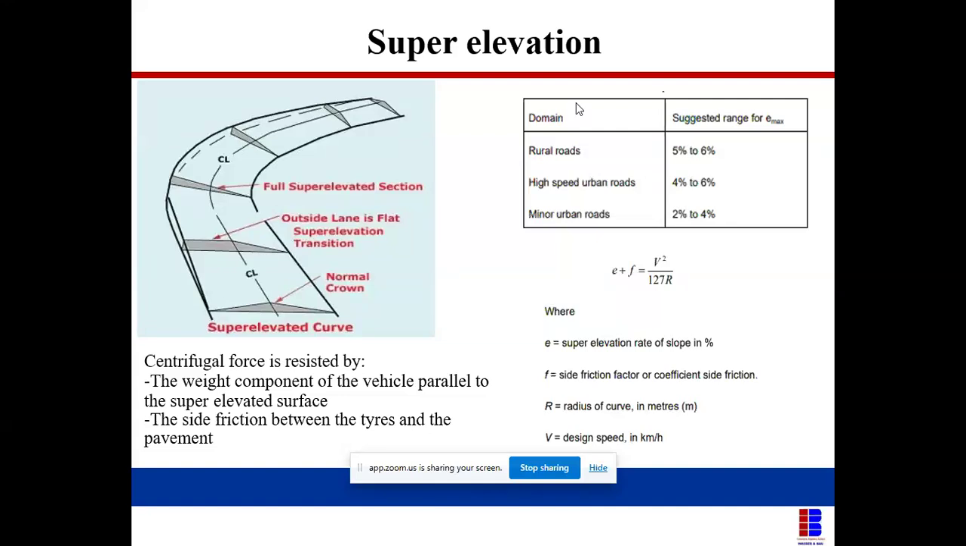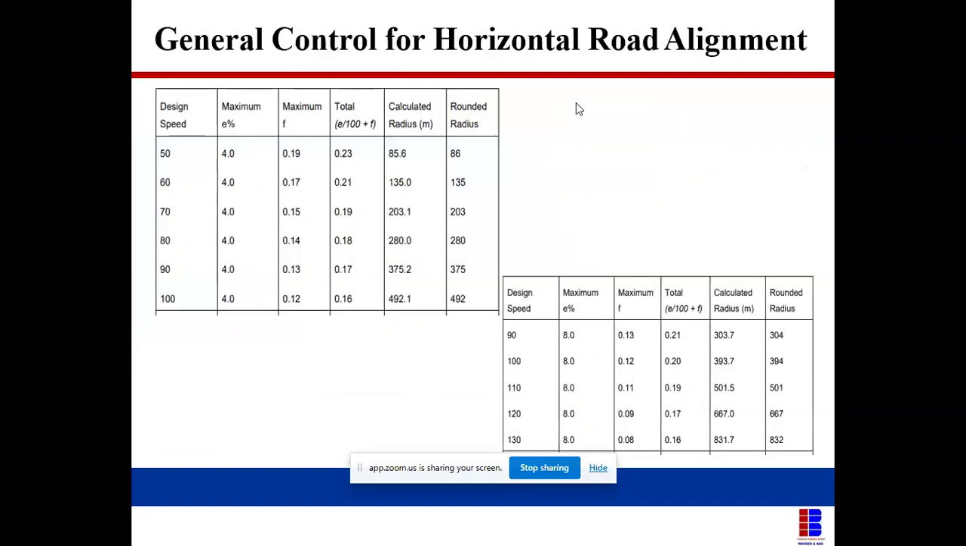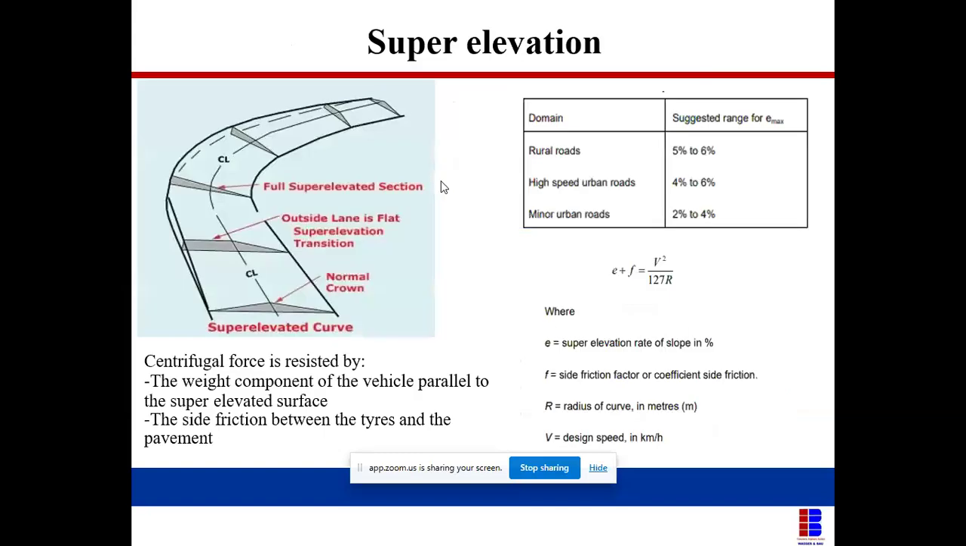Then for high speed urban roads, it's between 4 to 6%. Then for minor urban roads, it's between 2 to 4%. So if I'm designing for a rural road now, let's say I want to work on a project, for a rural road the maximum design speed is 60 kilometers per hour. So I'll be restricting myself to 60 kilometers per hour and a super elevation of 6%. From there, I will get the minimum radius to apply for my horizontal curve on that alignment for rural roads.